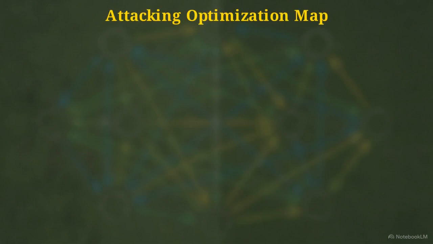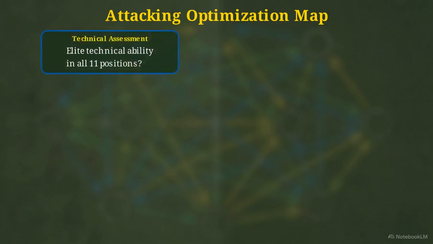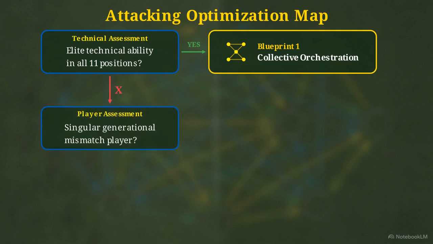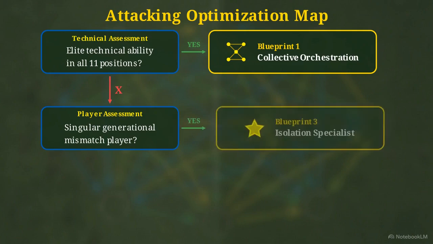This diagram is the attacking optimization map, a strict decision-making tool for squad builders to apply these historical blueprints. Node 1 asks the first critical question: does your squad possess elite technical ability across all 11 positions? If yes, invest the heavy training time required for Blueprint 1, the collective orchestration. If no, you drop down the chain.